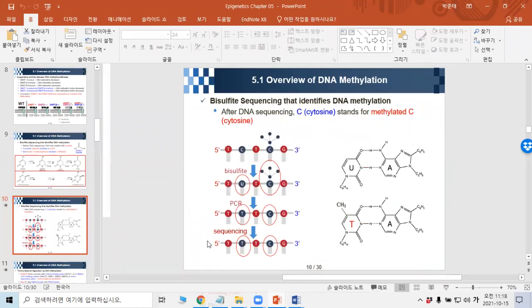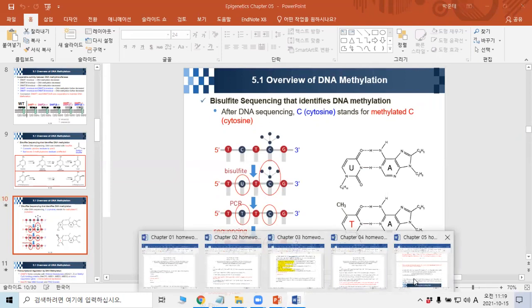So after sequencing, cytosine means methylated cytosine. If they are not methylated, they can be converted to thymine like this. But if the C remains after sequencing, if we find the C, it means that C stands for the methylated cytosine. So this is methylation, bisulfite sequencing.